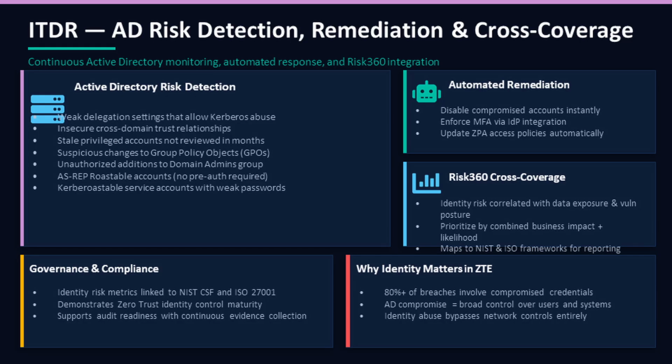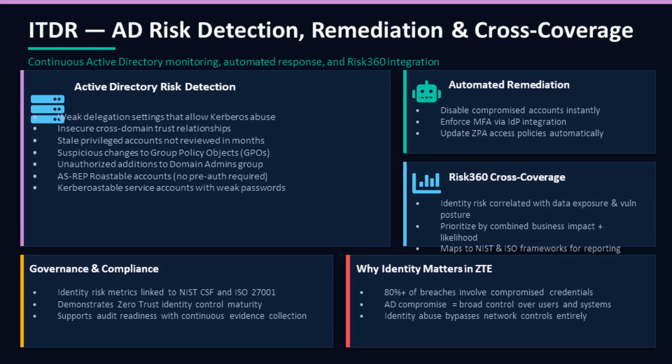ITDR looks for a specific set of high-risk conditions that attackers routinely exploit: weak Kerberos delegation settings that allow delegation abuse, insecure cross-domain trust relationships, stale privileged accounts, accounts that were added to domain admins months or years ago and never reviewed, unauthorized or unexpected changes to group policy objects, AS-REP roastable accounts, accounts configured without Kerberos pre-authentication, which can be attacked offline to crack passwords, Kerberoastable service accounts with weak passwords, which attackers routinely target to gain privileged access.